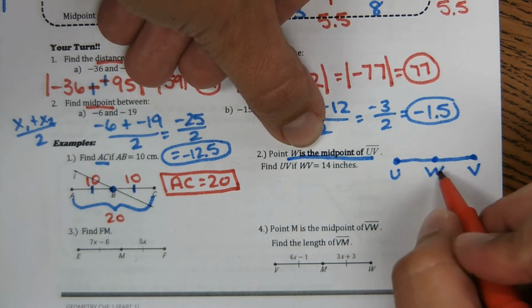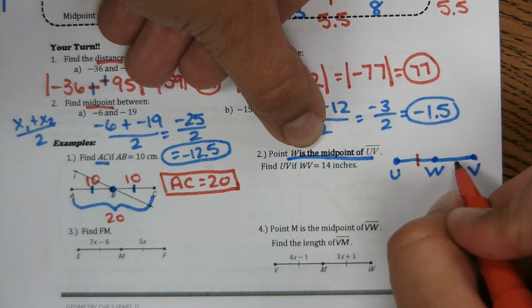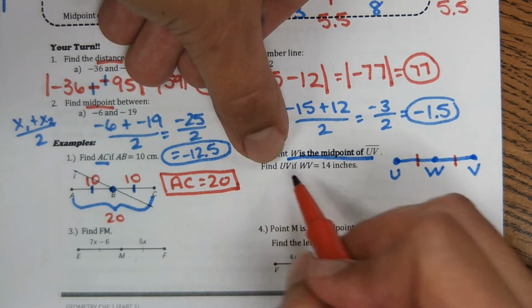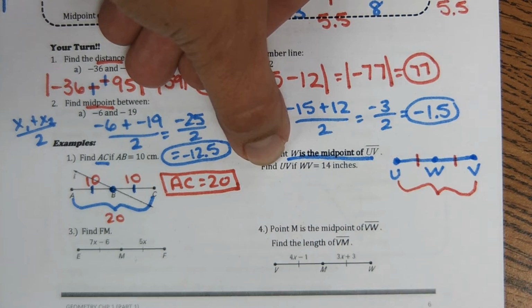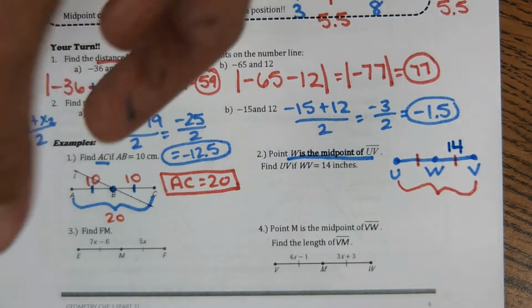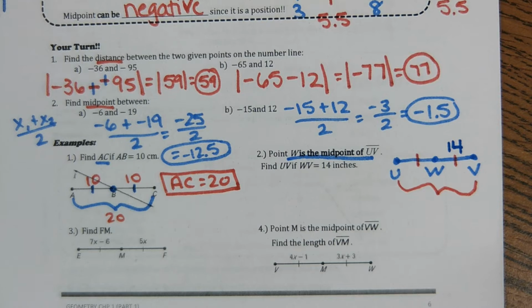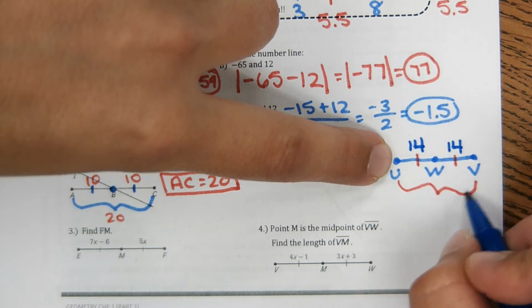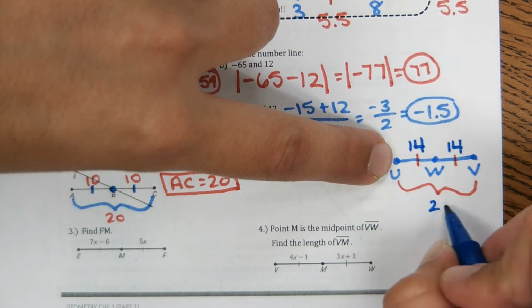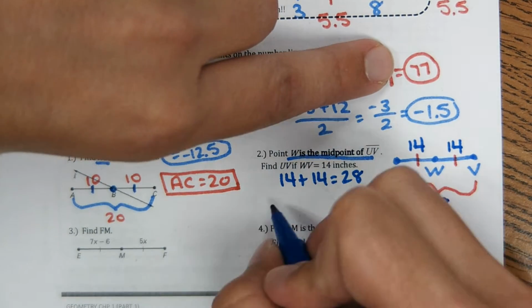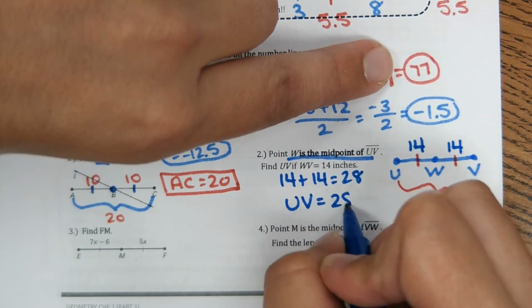And since W is the midpoint, then UW and WV are the same length. It wants us to find the length of UV, and it tells us that WV is 14. So for these, you really just have to sketch it out and label it, and once you do that, it'll feel easy. So if this is 14, then this has to be 14. It wants to know this whole length, which would just be 14 plus 14, so 28. And so UV is 28.